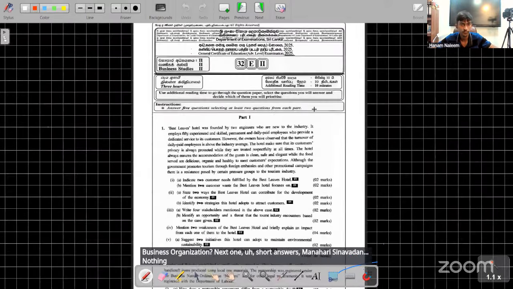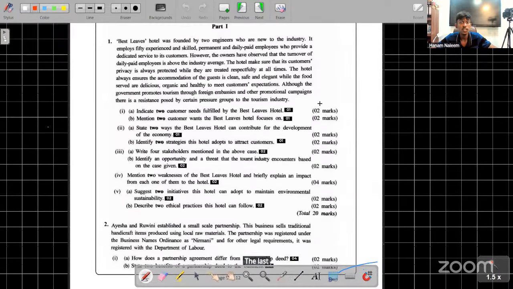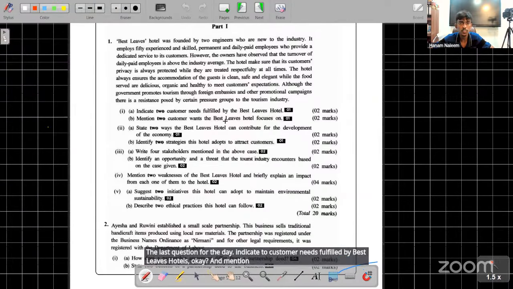Then part 2. The last question for the day. Indicate two customer needs fulfilled by Best Leaves Hotels, okay? And mention two customer wants of the business. Okay, easy question. First they're asking all needs, second they're asking all wants. So this year seems easy.